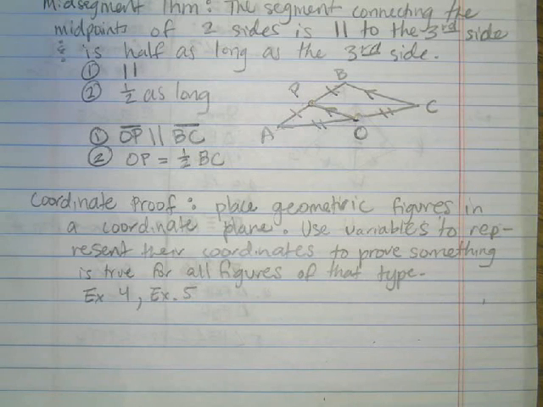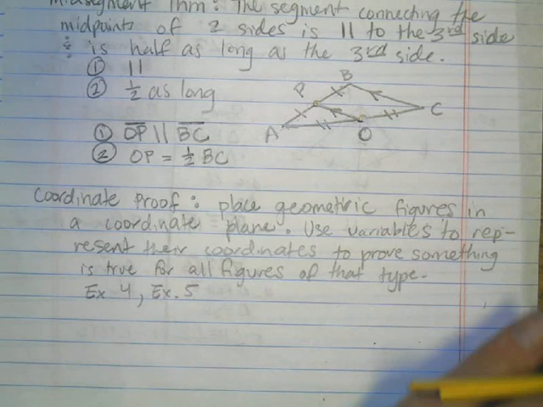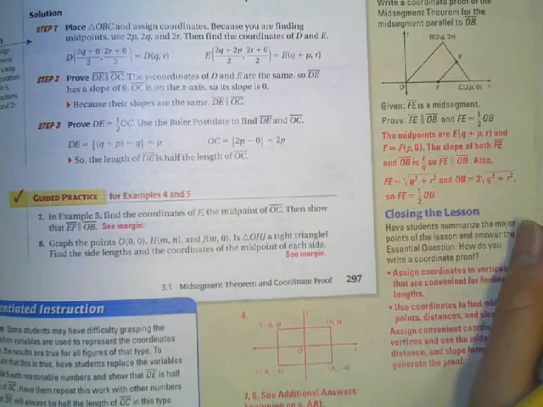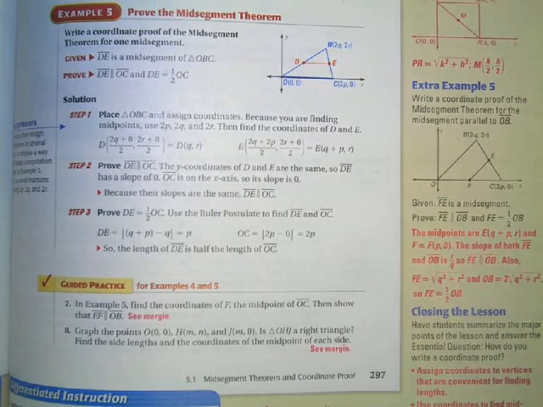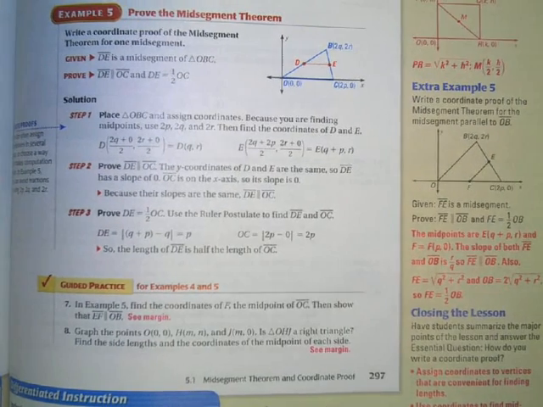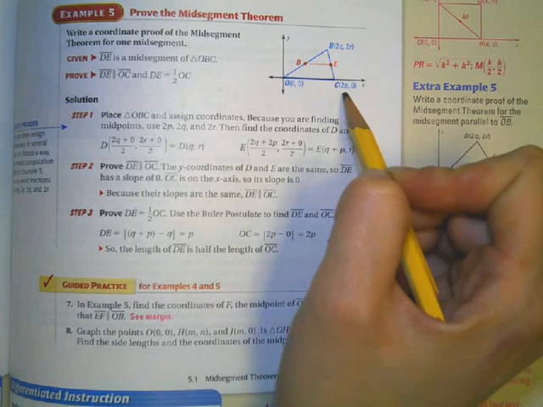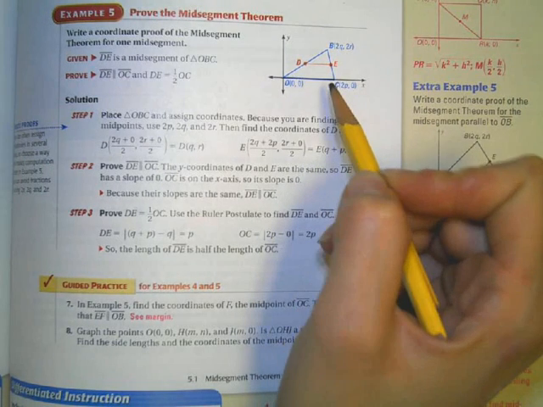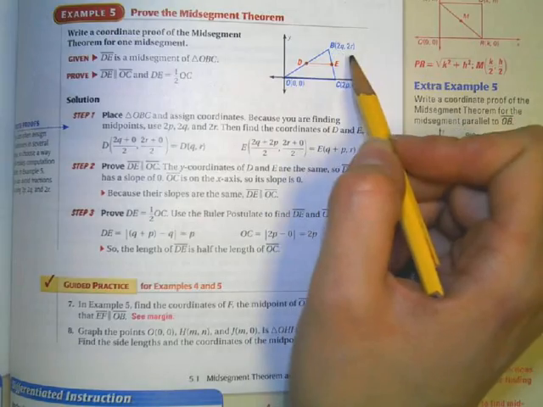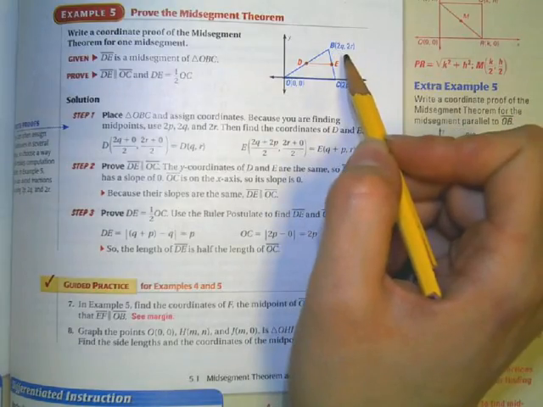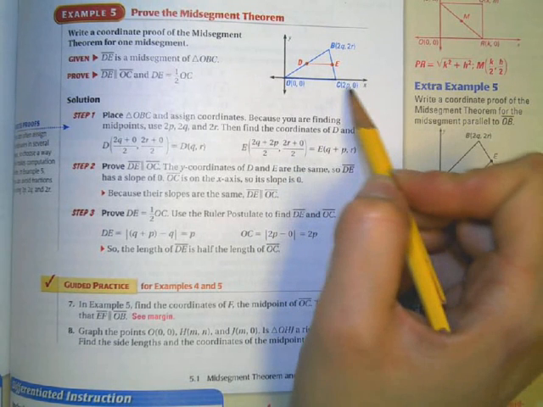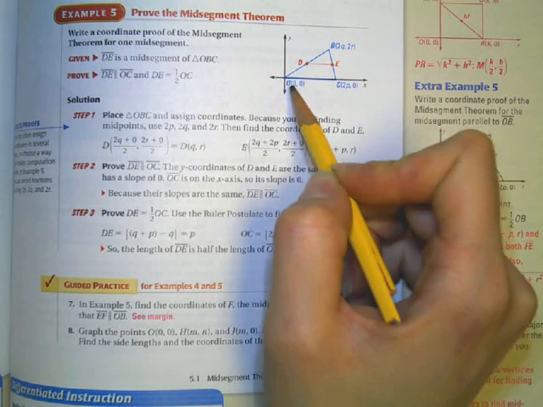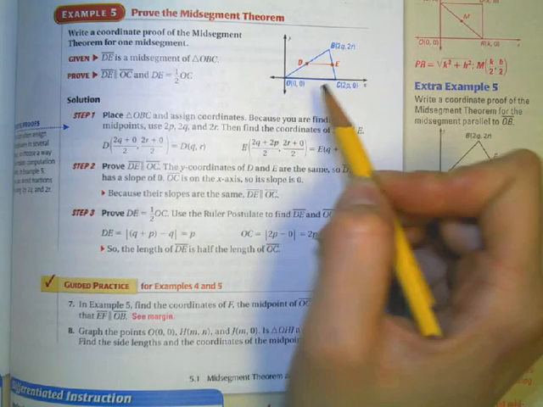An example of a coordinate proof is in your book on page 297, so I'm going to put it up here so you guys can see it. It's this proof here. It's called a coordinate proof because they put a figure in the coordinate plane and they use variables to represent the coordinates. Like here you can see B is (2Q, 2R), C is (2P, 0), O is (0, 0), okay?